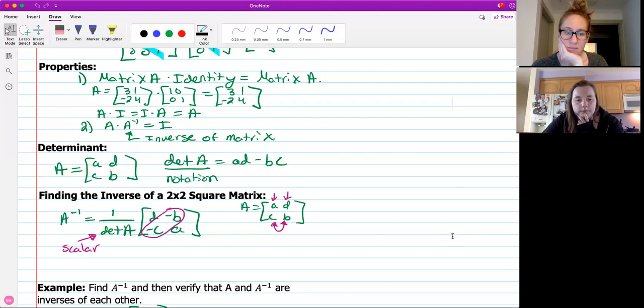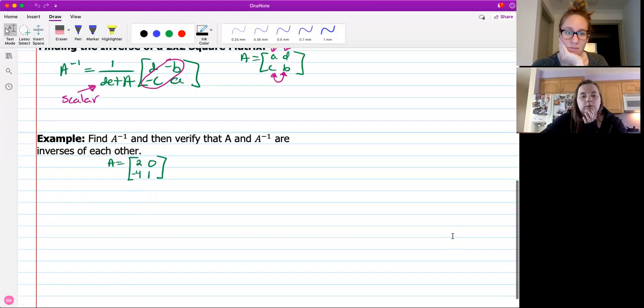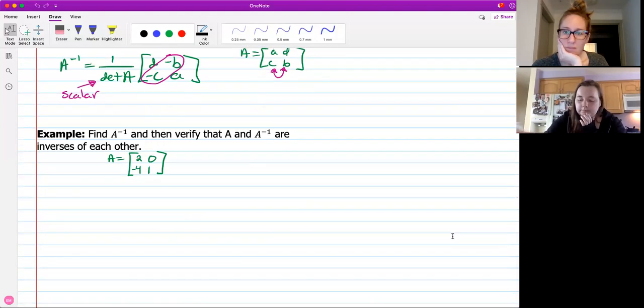That's 1 over a number. Cool. Okay, let's do an example, and hopefully this will make more sense. I know it looks a little funky, but hopefully it will make more sense. Okay. So if we have our matrix here, we're going to find the determinant first.